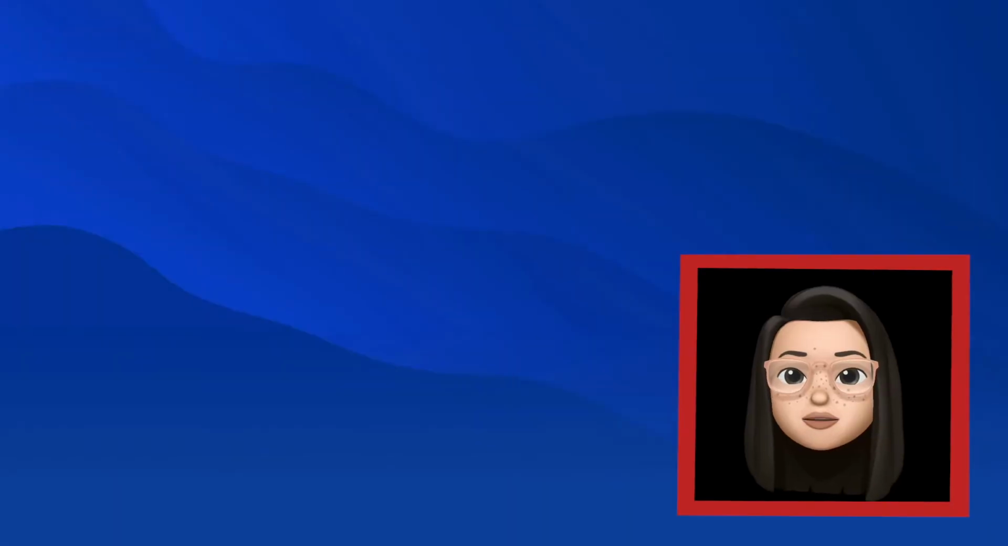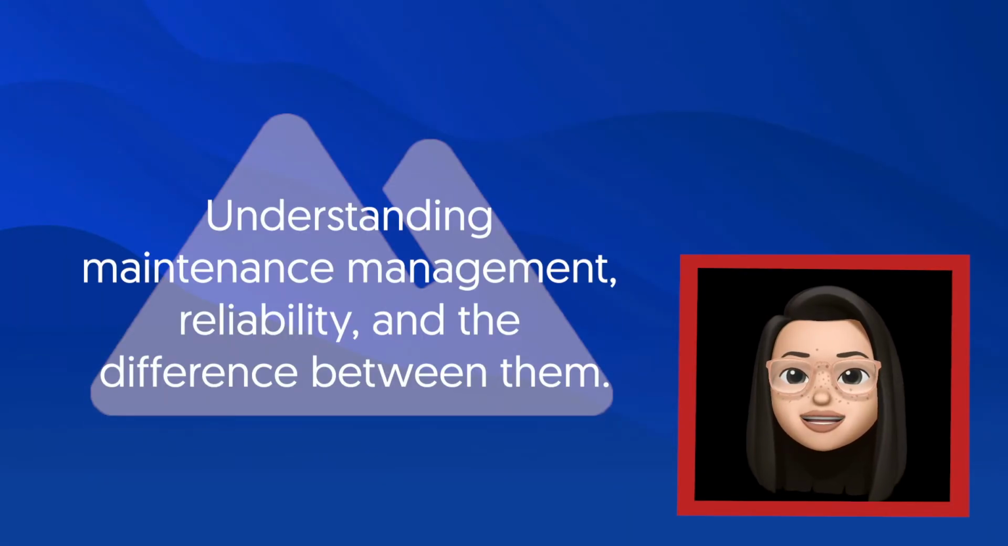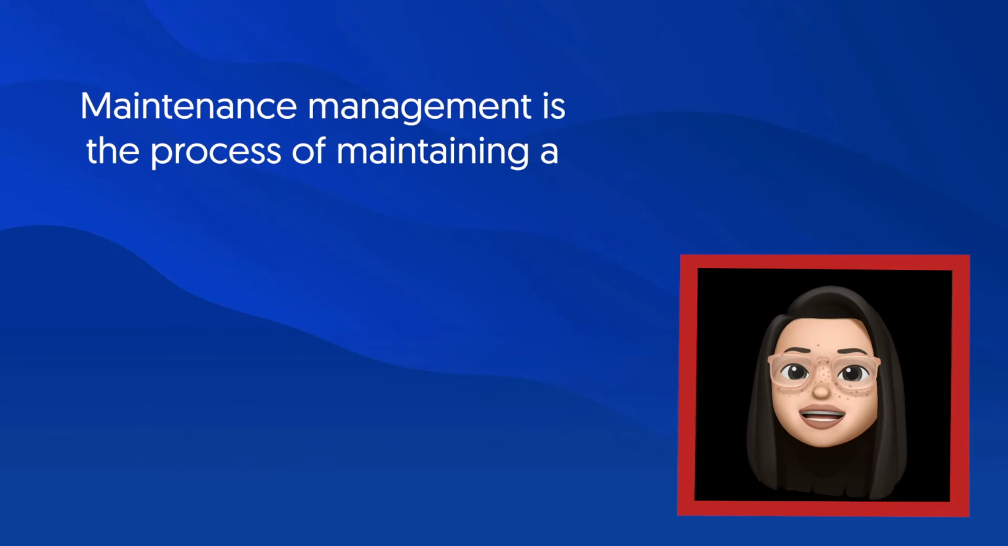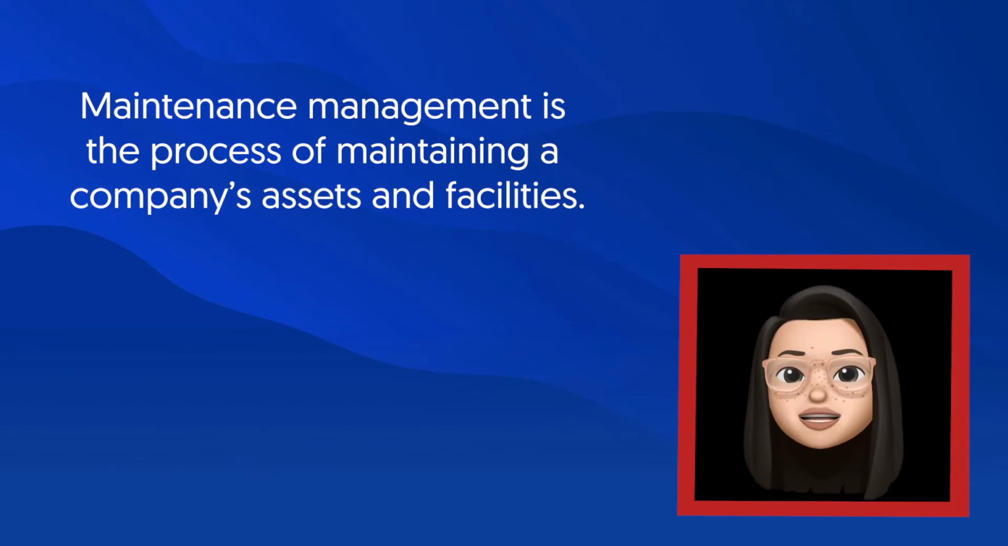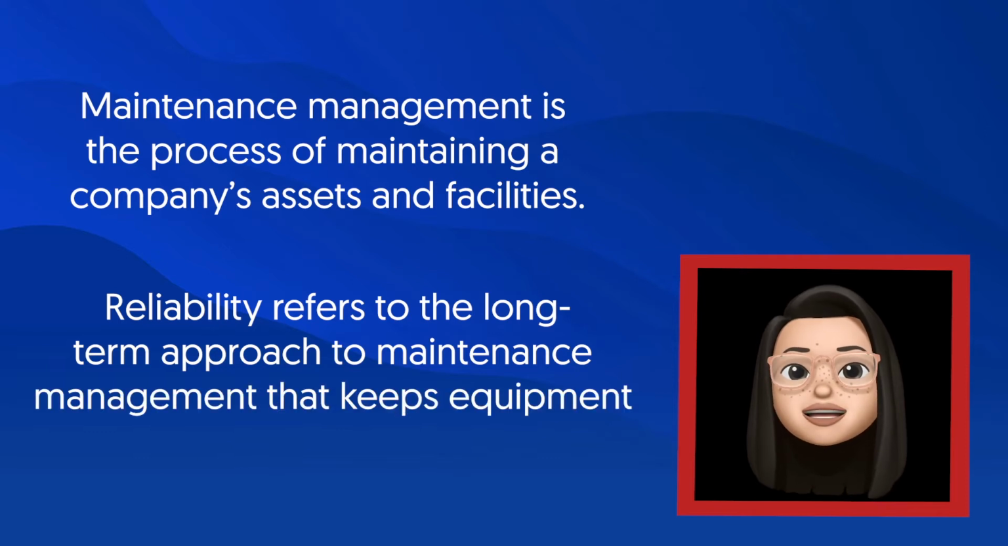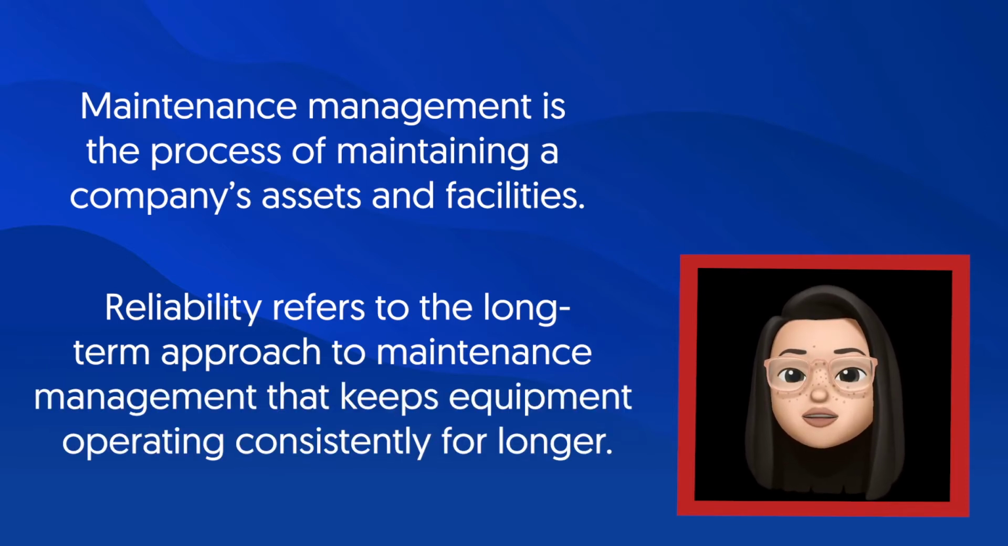The first concepts we covered were the most foundational, understanding maintenance management, reliability, and the difference between them. Put simply, maintenance management is the process of maintaining a company's assets and facilities, while reliability refers to the long-term approach to maintenance management that keeps equipment operating consistently for longer.